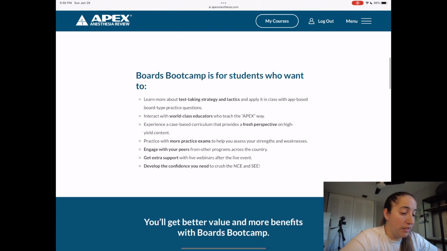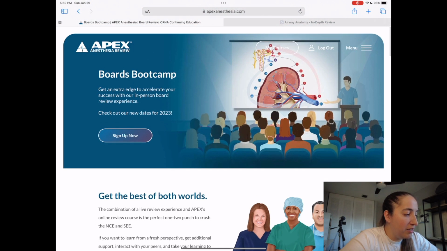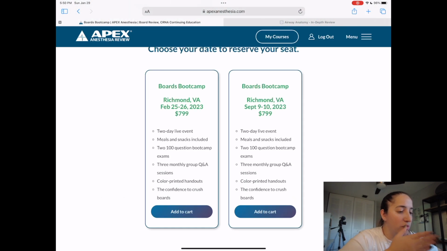I want to say it's a bunch of hours, but it's also pricey. It's not free. Let's see if there's prices. Okay, so for instance, the next one is going to be in Virginia on February 25th and 26th, and it's $800, and it's 2 days.